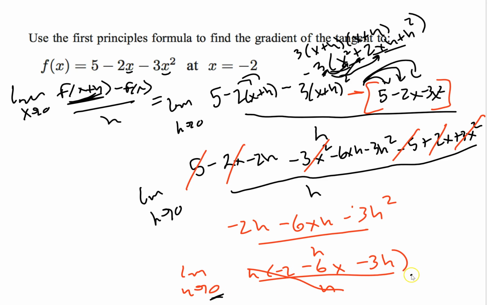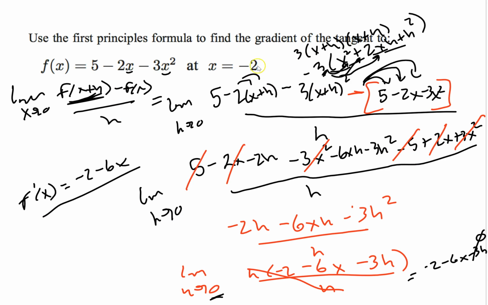So let me rewrite it real quick. Negative 2 minus 6x minus 3h. That's going to be 0, because you plug in 0 for h. That goes away. And your derivative is just negative 2 minus 6x. Right? I did all that stuff to get negative 2 minus 6x. Now, don't forget the last step of this.